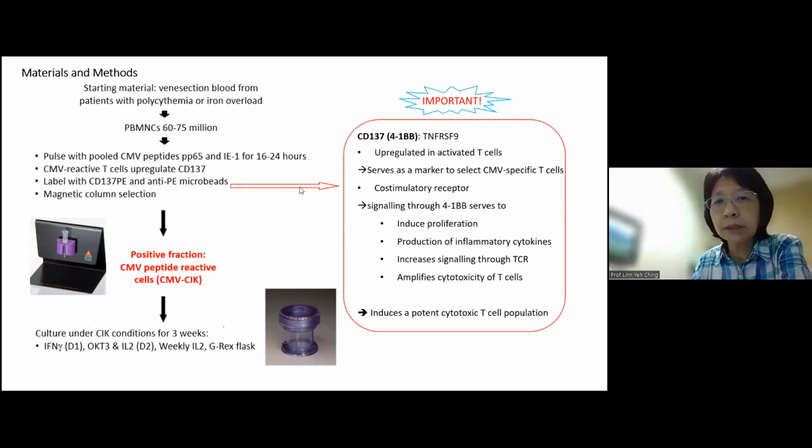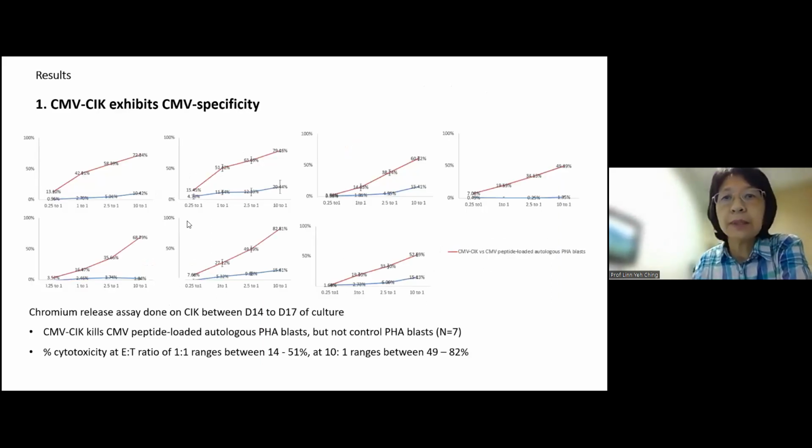So this is a crucial step because CD137 or 4-1BB serves not only as a marker for selecting the CMV reactive T cells, but also as a co-stimulatory signal that induces the proliferation, production of cytokines, increased signaling, and amplifies the T cell cytotoxicity. So the selected cells are cultured under CIK condition, and we do functional assay at maturity. So with this method, CMV CIK that are specific against CMV targets can be generated.